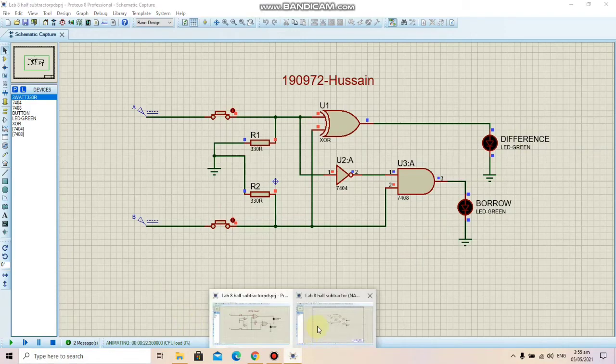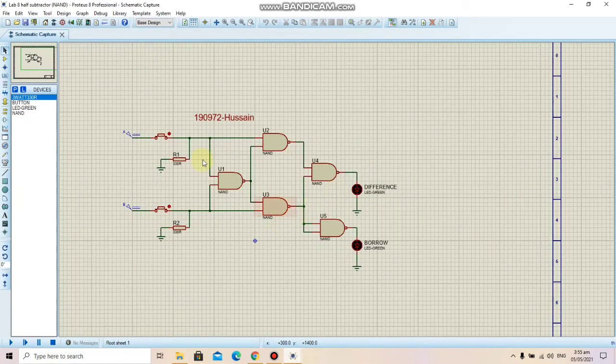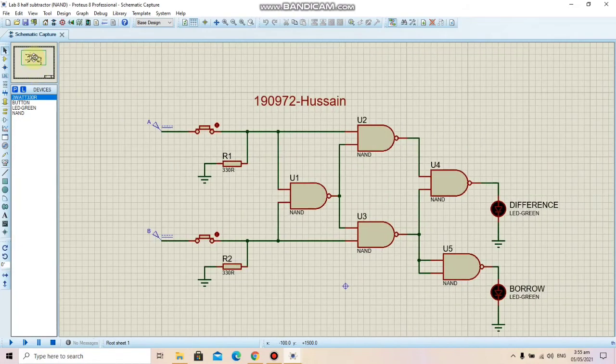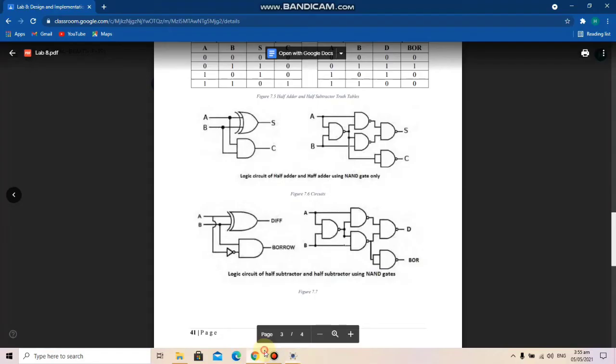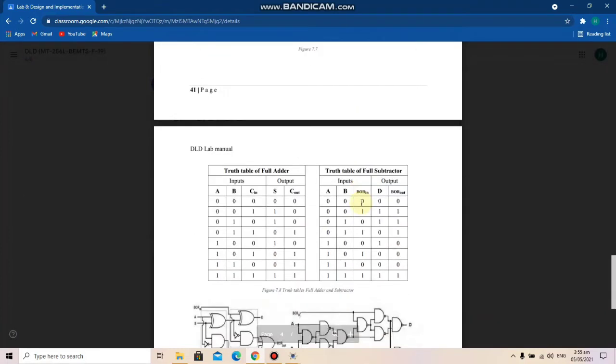Now let me show the NAND gate implementation of this. Now let's look at its results also. 0 minus 0 we can see 0, 1 minus 0 is 1, 0 minus 1 is minus 1, and 1 minus 1 we can see 0. So that was the half subtractor NAND gate implementation.